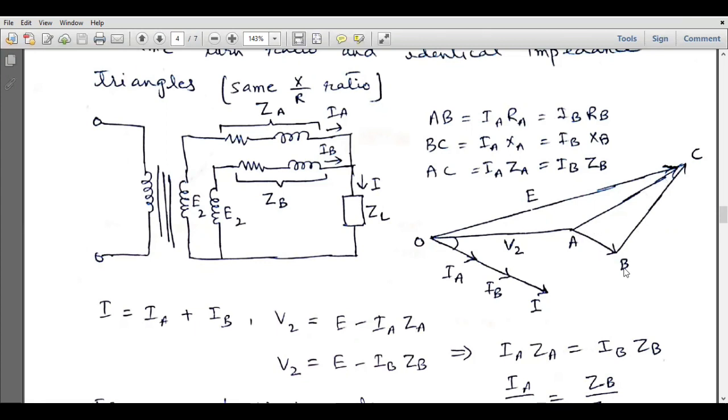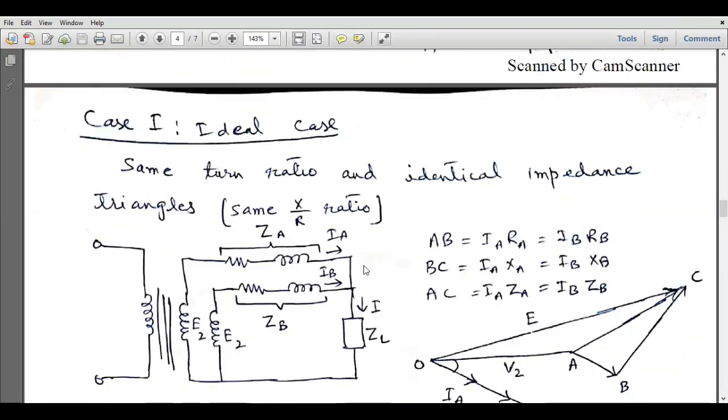So AC is a vector sum of AB and BC, and it is equal to IAZA, and this is also equal to IBZB, because from this comparison we have concluded that IAZA is equal to IBZB. So IARA will be equal to IBRB, and IAXA will be equal to IBXB, since the phases of these two currents are the same. So this is the discussion of case 1, which is the ideal case.